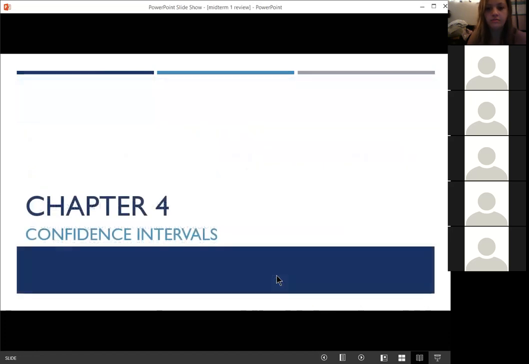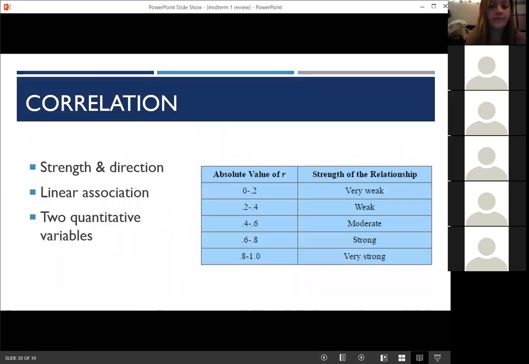Okay, correlation. Basically, this is similar to when we were talking about scatter plots, along the same lines of the fact that we do talk about strength and direction, but correlation is specifically those two together. There's a linear association. It has to be linear in order for us to talk about correlation, and this is for two quantitative variables. So we're talking about quantitative variables again.